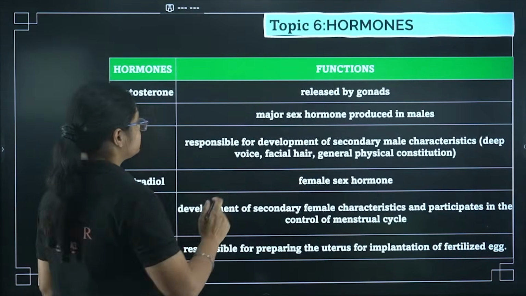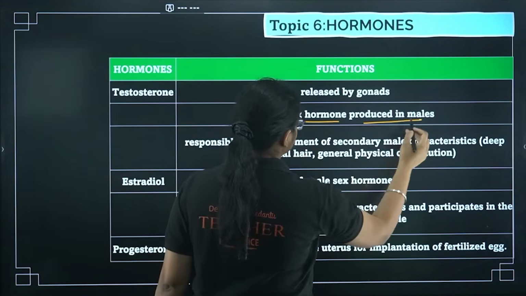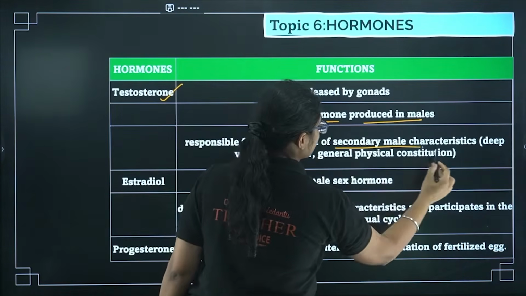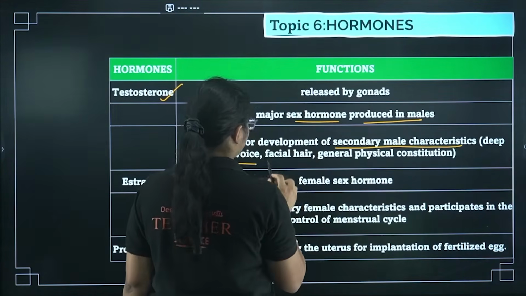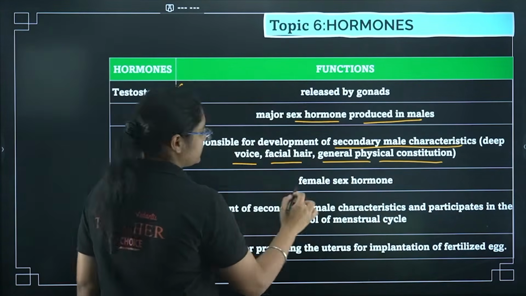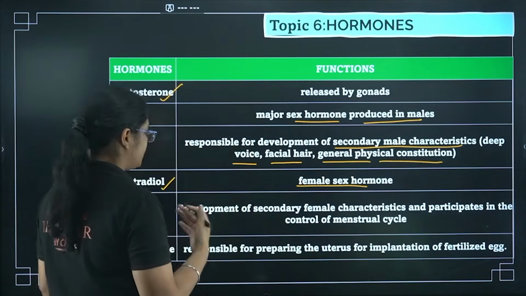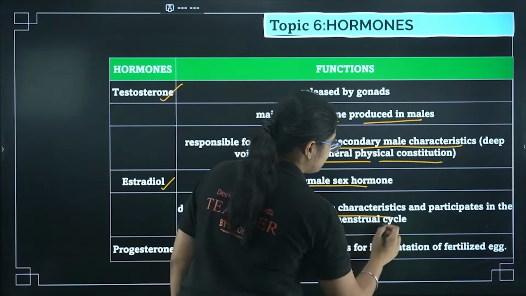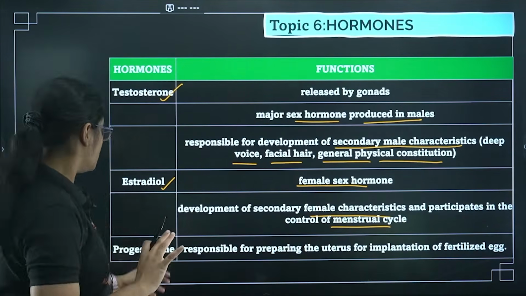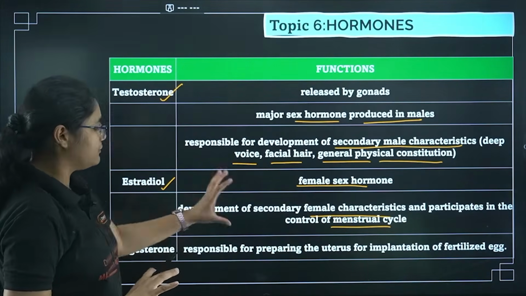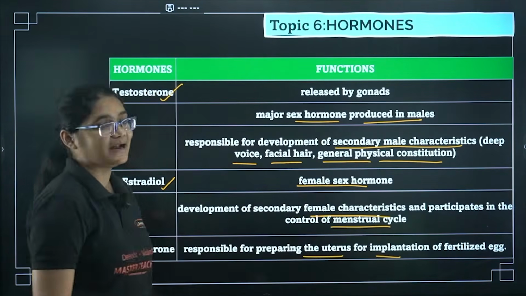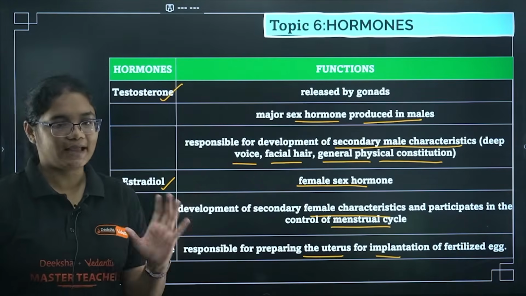Here, they are the sex hormones. Testosterone is present in males, and it is responsible for development of secondary male characteristics like deep voice, facial hair, general physical constitution, etc. Now estradiol is the female sex hormone, and it is used in the development of secondary female characteristics and the control of the menstrual cycle. Next, progesterone is also a female sex hormone. It is responsible for preparing the uterus for the implantation of the fertilized egg.